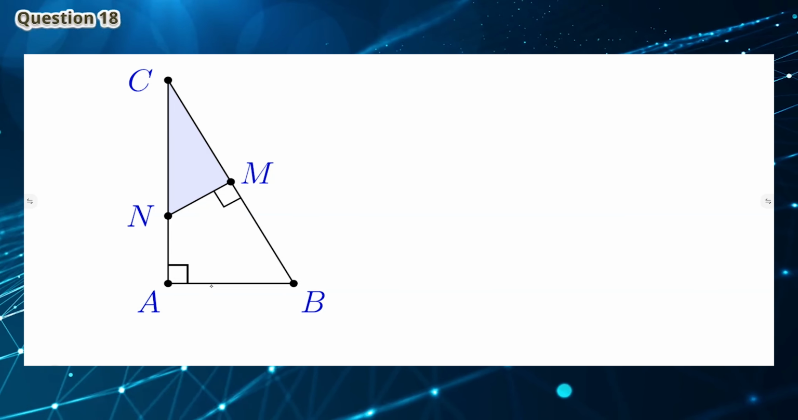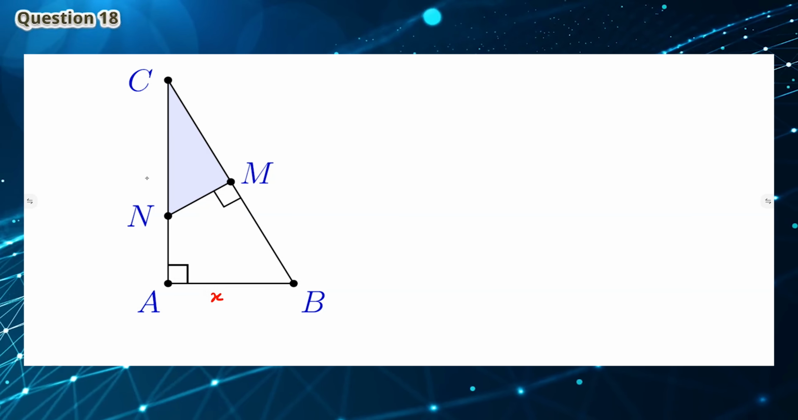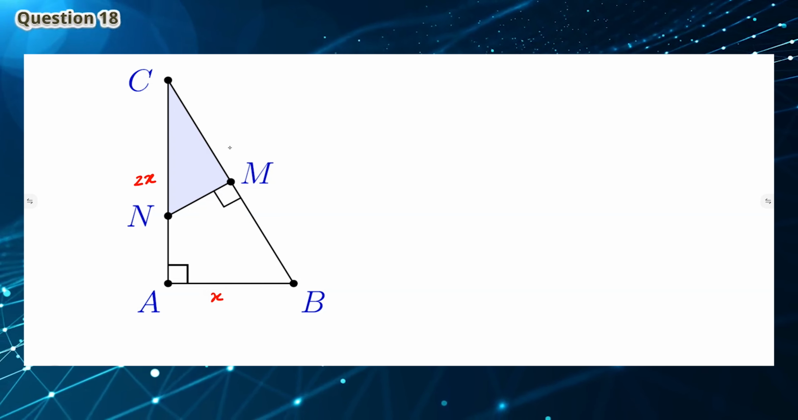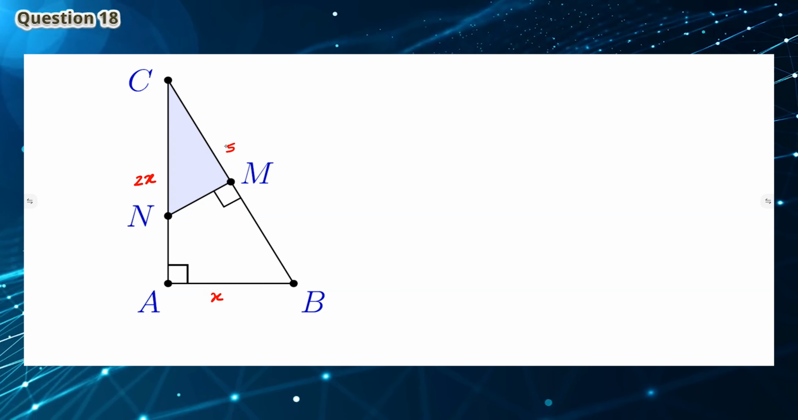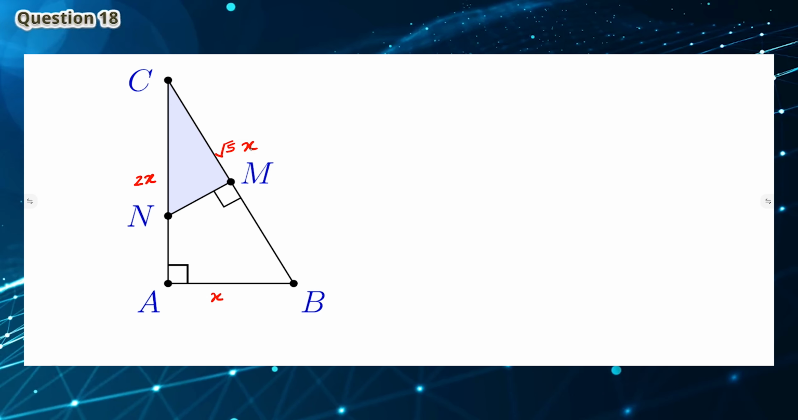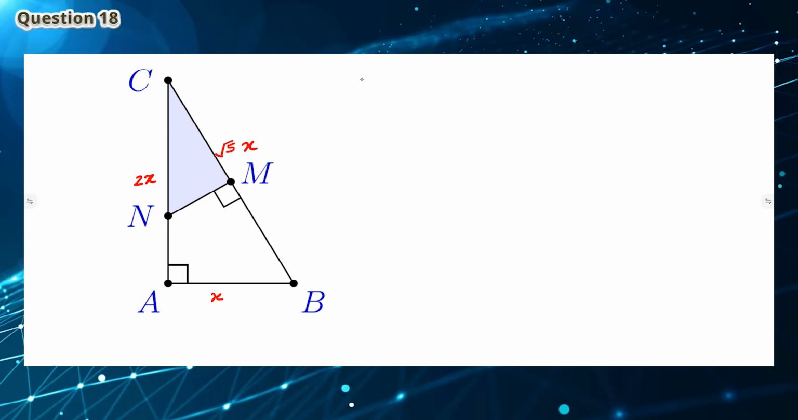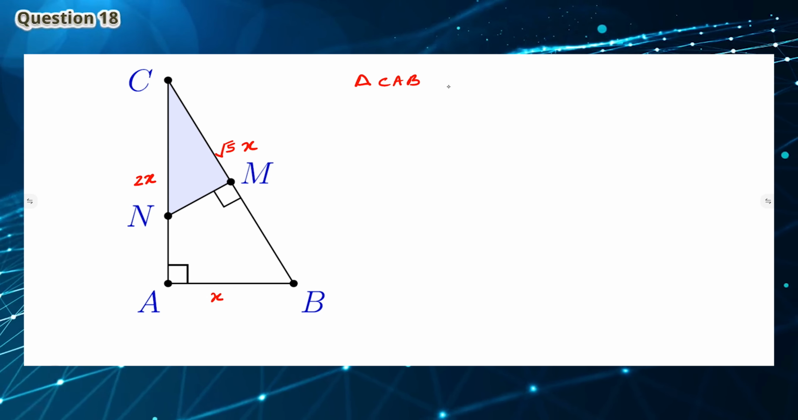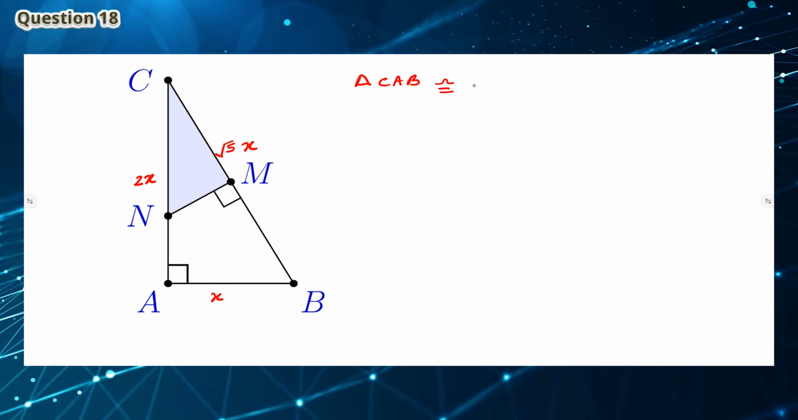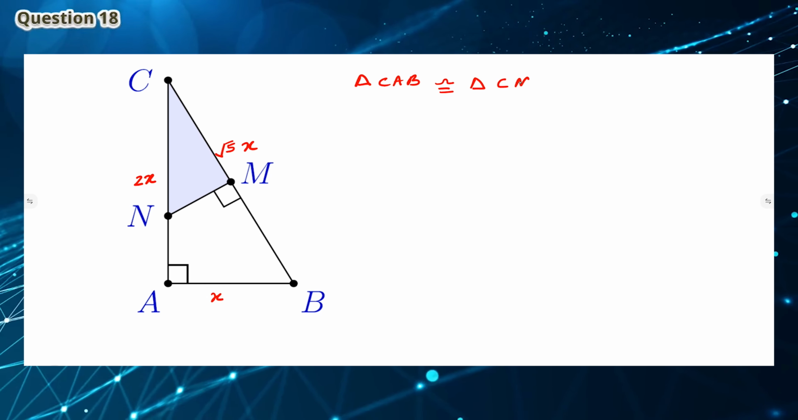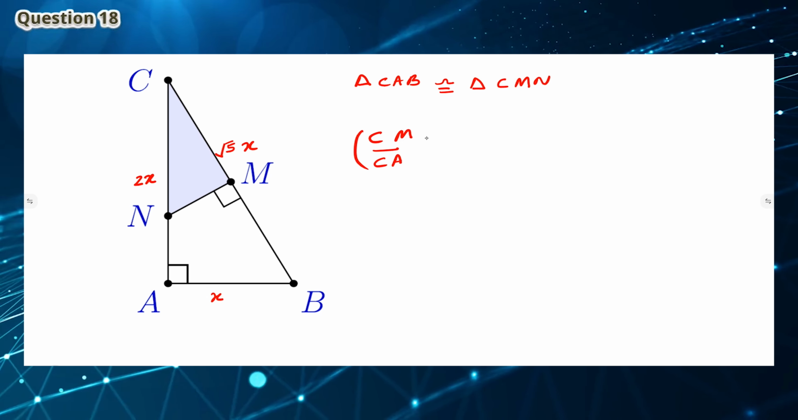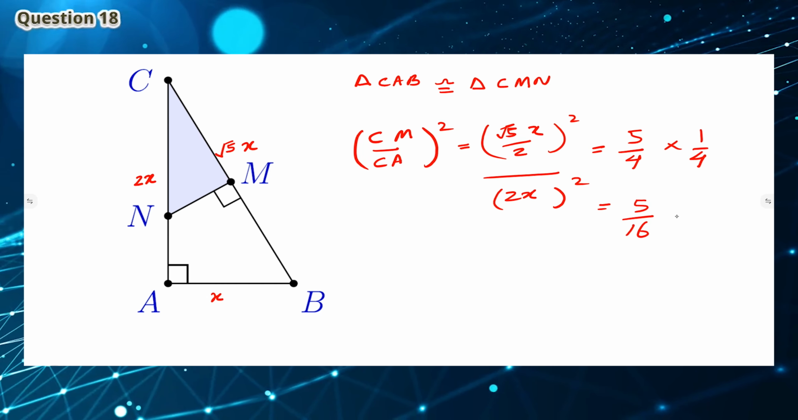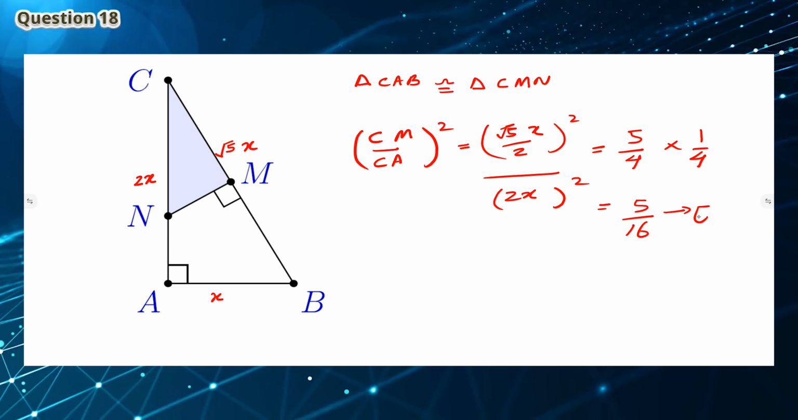Let the length AB be equal to x and AC be equal to 2x. We can use Pythagoras' theorem to find that CB is equal to root 5 x. Due to the common angle at C and the right angles at A and M, triangles CAB and CMN are similar. We can use some of the properties of similar triangles to find the ratio of areas as being 5:16. This means that the answer is E.